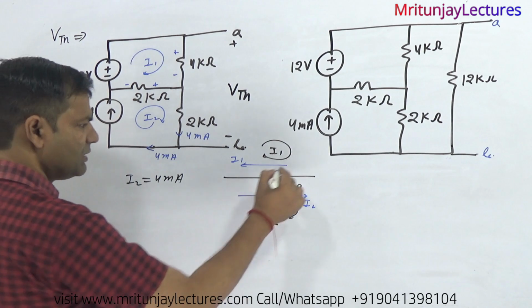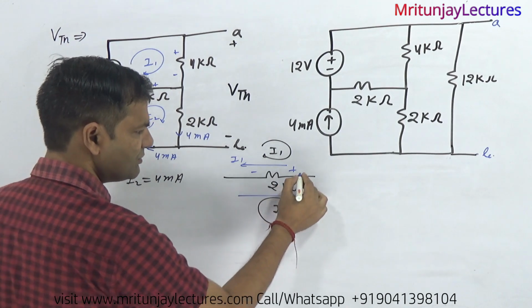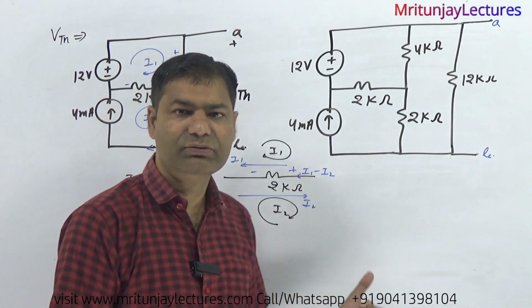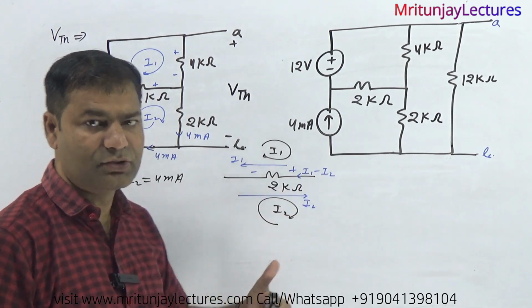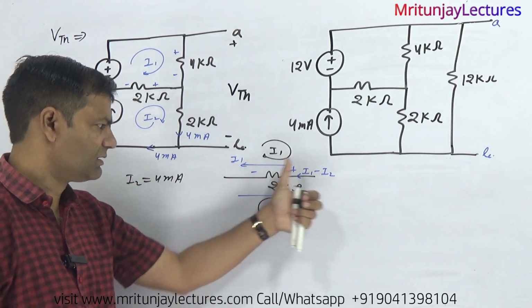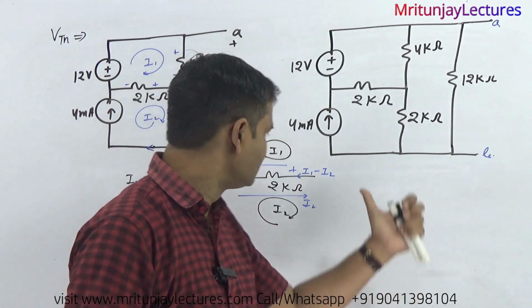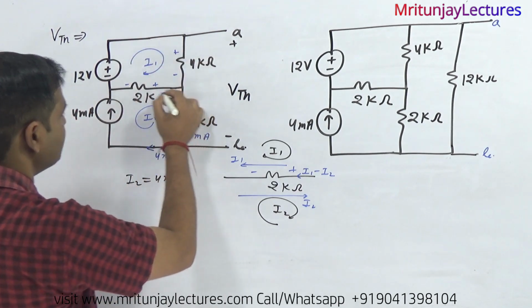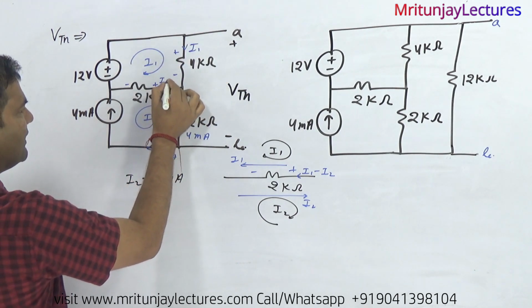Our motto, plus 2 minus, net current in this direction is I1 minus I2. Clear or not? I1 is stronger than I2. If you consider I1 is stronger than I2, then always take I1 as dominant over I2, meaning always prefer the I1 direction. And I2 direction is opposite to I1. That's why the net current in this branch is I1 minus I2. Clear or not? So here I1 and here I1 minus I2.